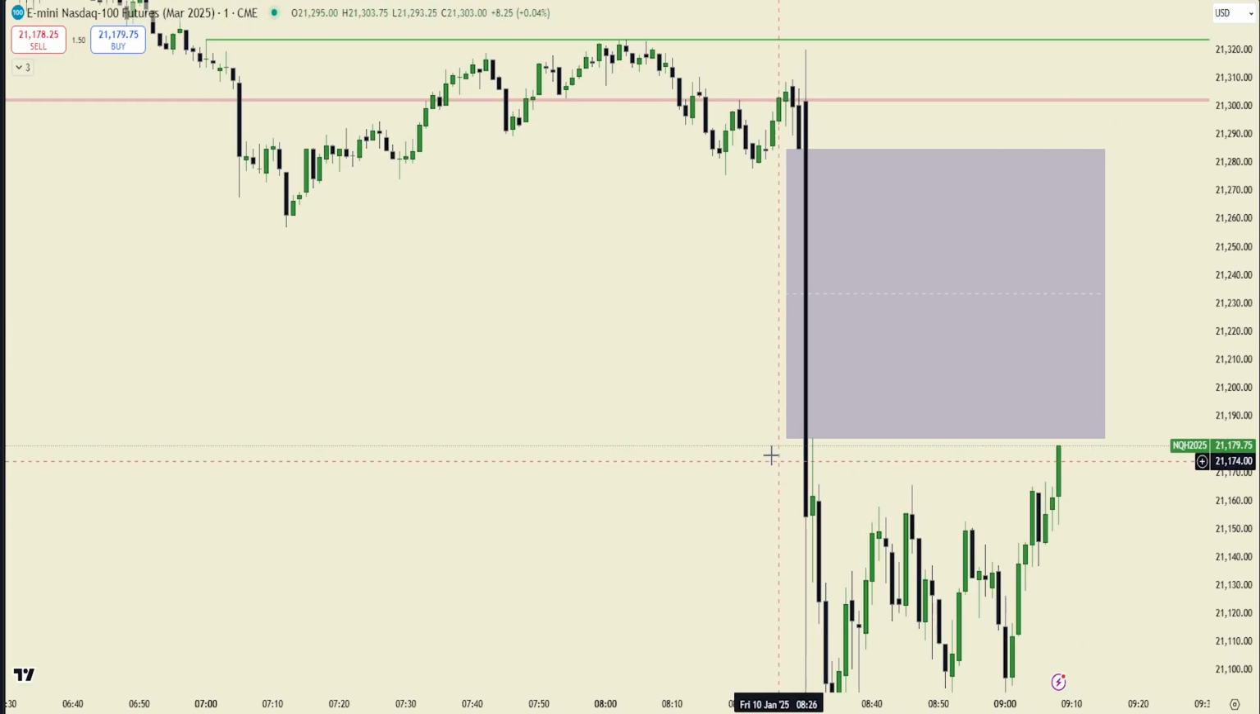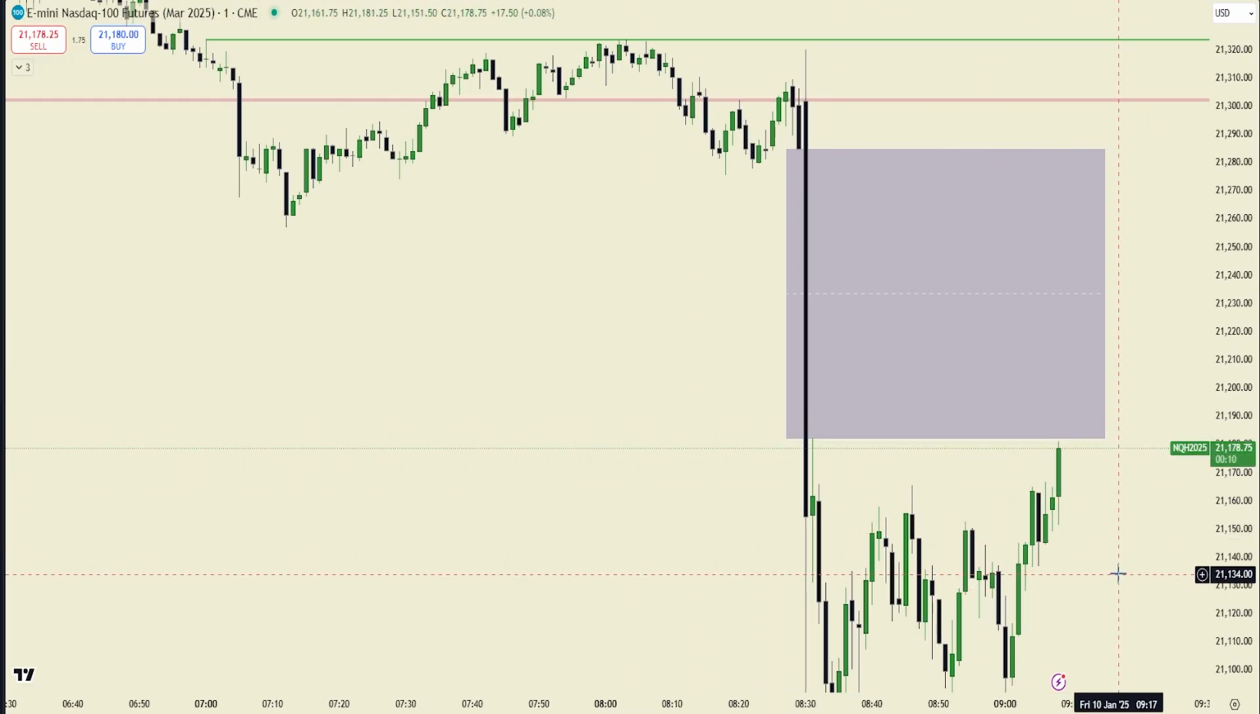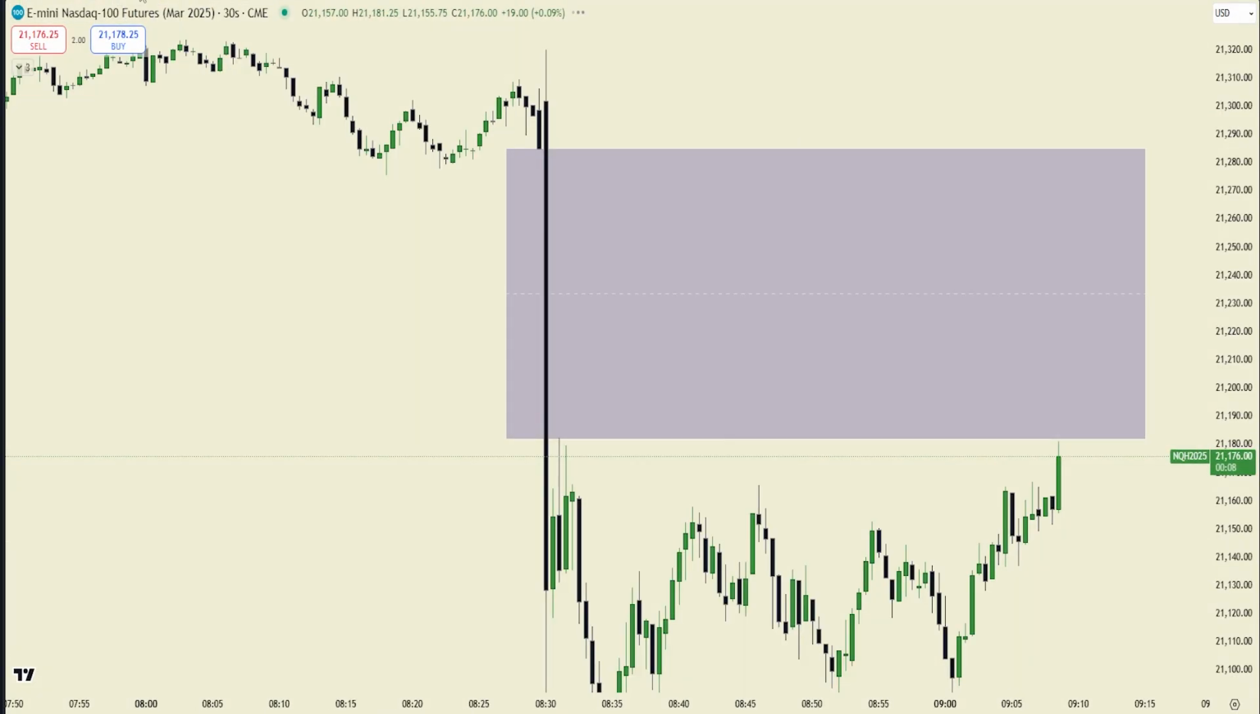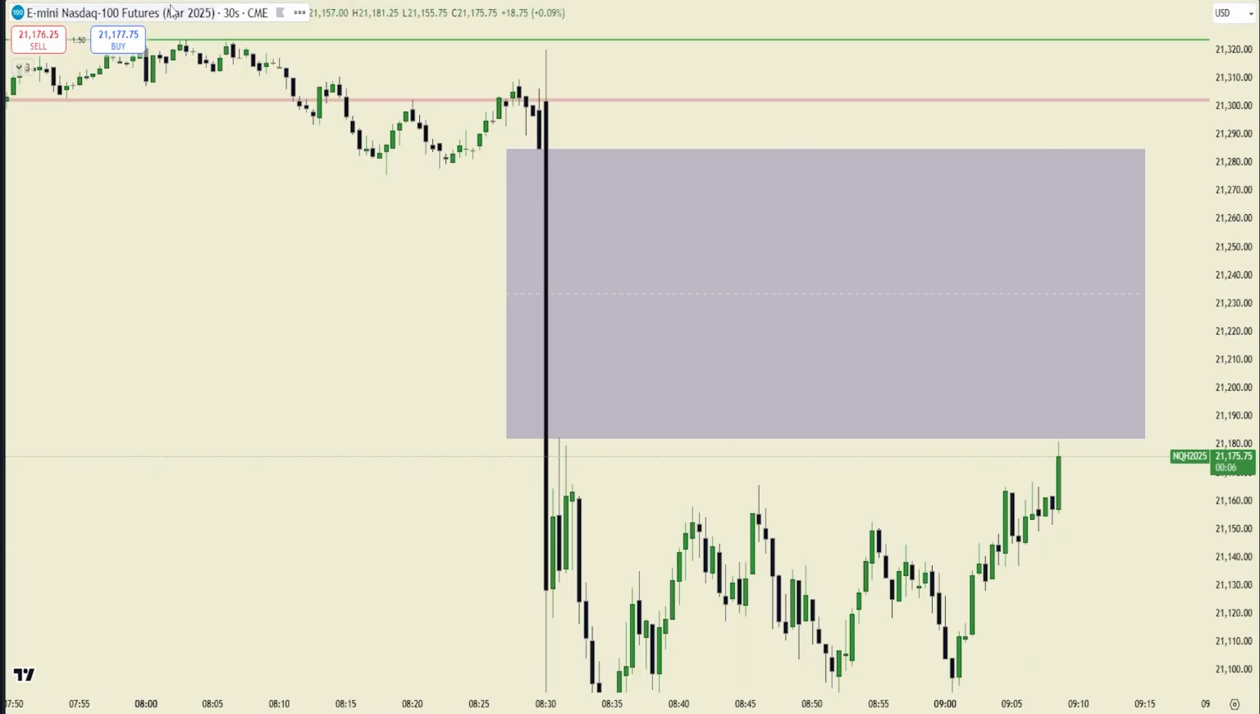Looks like we're about to tap into this 1 minute value gap here. So this could be a sweep at this 30-second high.